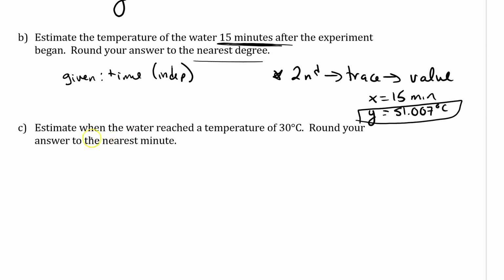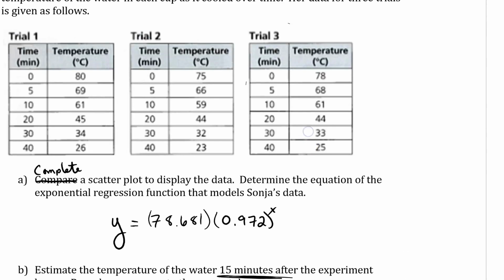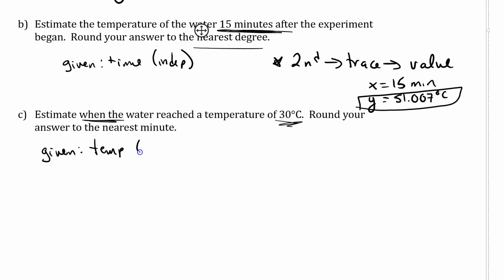Estimate when, so the time, when the water reached a temperature of 30 degrees Celsius. Round your answer to the nearest minute. So we are given temp. So when we scroll up here, we notice that the temperature is our dependent. So that's our dependent. So we're going to use the intersect method. So we're going to go second, trace, intersect.